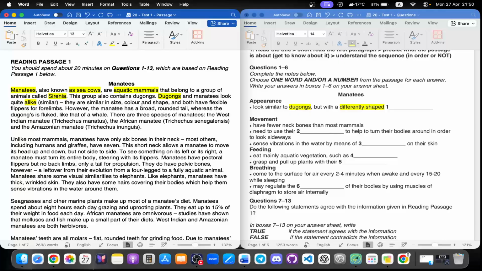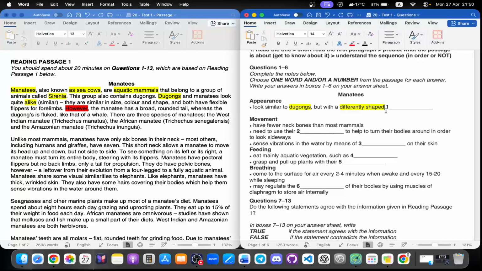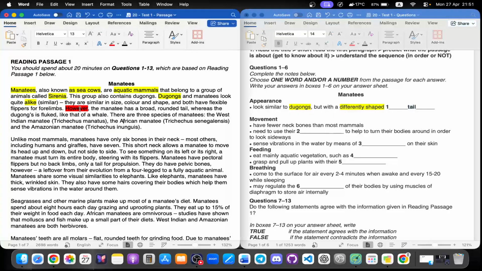They are similar in size, color, and shape, and both have flexible flippers for forelimbs. However, there's a contradiction over here. You always need to make sure to notice that. However, the manatee has a broad, rounded tail, whereas the dugong's is fluked like that of a whale. So you have the answer already here: it is going to be the tail. Differently shaped, as you can see, a contradiction there. So instantly you have a rounded tail. Question number one is already present here for you.